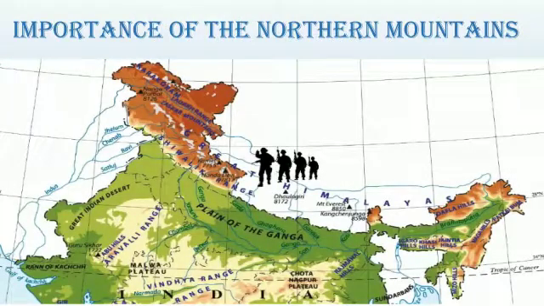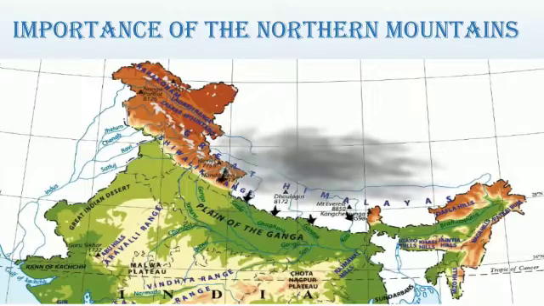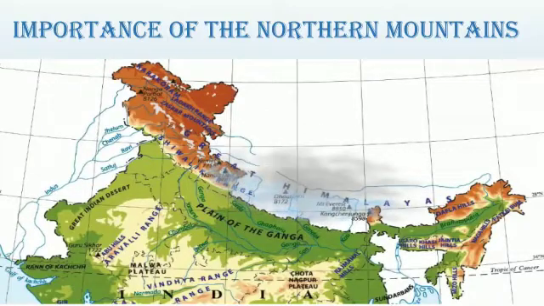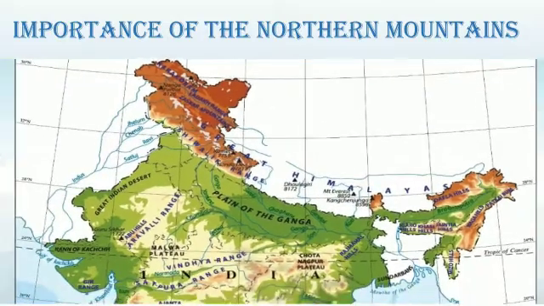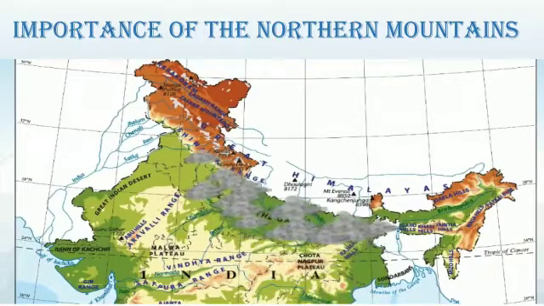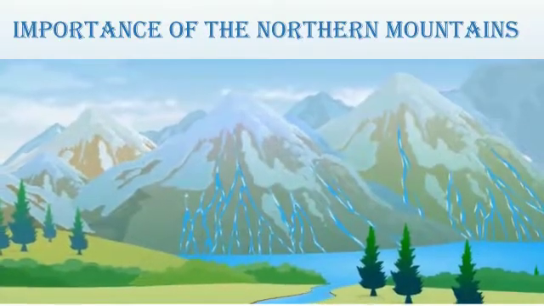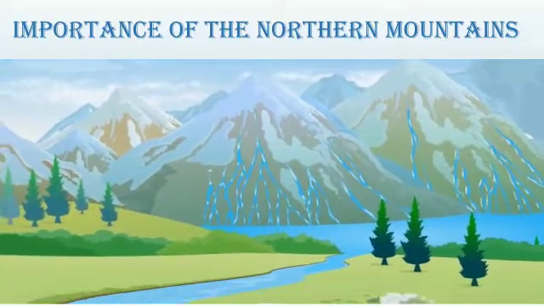Let us revise the importance of the northern mountains. The Himalayas have saved us from many invasions in the past. They act as a barrier to the cold winds blowing from Central Asia in winter. They stop the rain-bearing winds from leaving the country. Thus, they cause heavy rainfall in many parts of northern India.